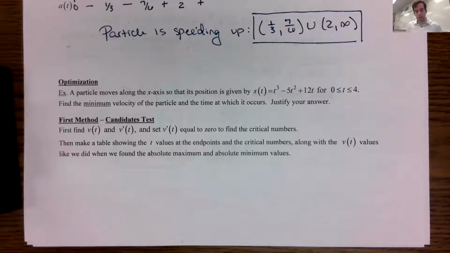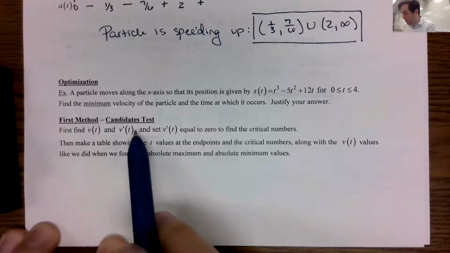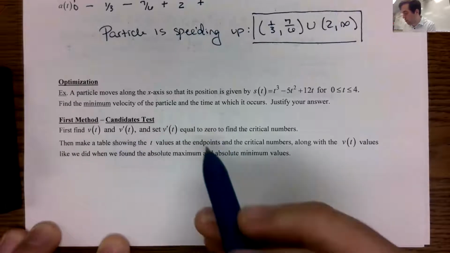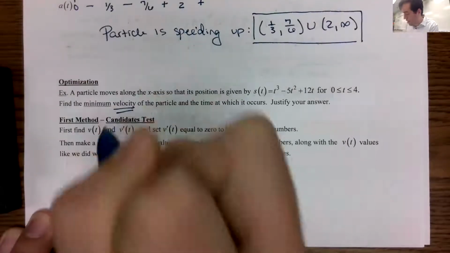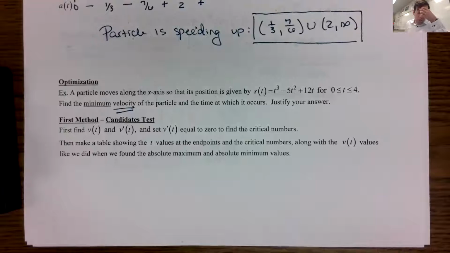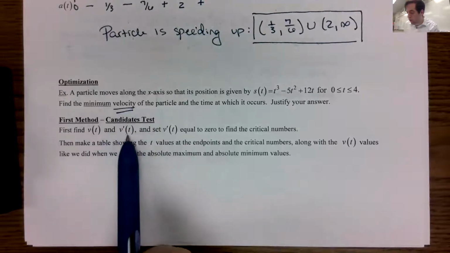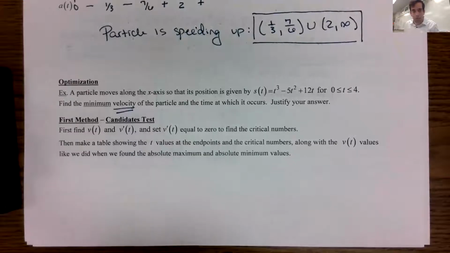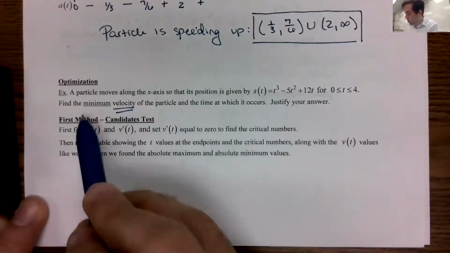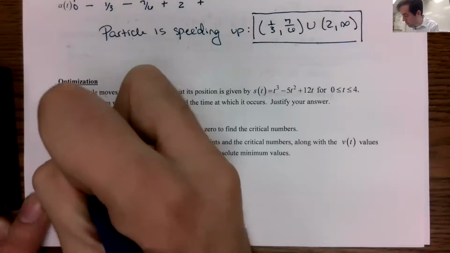So there's a couple methods that we're going to look at, 2 methods specifically. The first method is the candidates test, where we're going to find all of the potential candidates and then test all of them. So we're going to find v of t and v prime of t, because remember, we're looking for the minimum velocity. So for optimization questions, whatever you're trying to minimize, you're always going to go one derivative further than that. So if this is our position and we're finding minimum velocity, first we have to find the velocity.